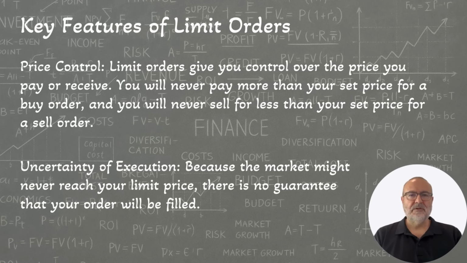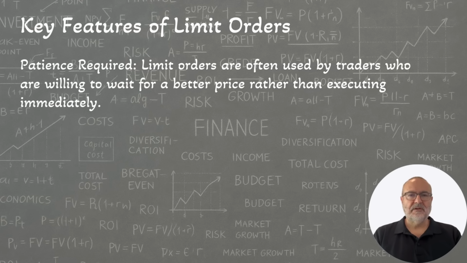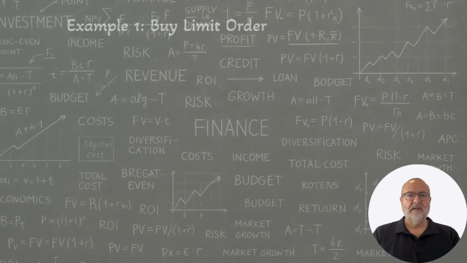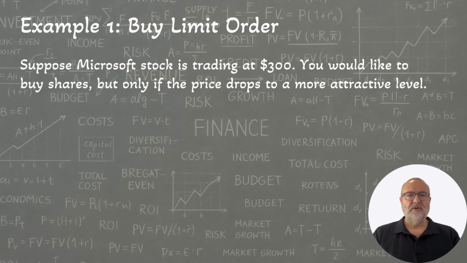Second, uncertainty of execution. Because the market might never reach your limit price, there is no guarantee that your order will be filled. Third, patience required. Limit orders are often used by traders who are willing to wait for a better price rather than executing immediately. Fourth, good till terms. Many brokers allow you to specify how long your order stays active. For example, good till canceled, which remains open until you cancel it, or day order, which expires at the end of the trading day. Let's walk through two examples to make this concrete.